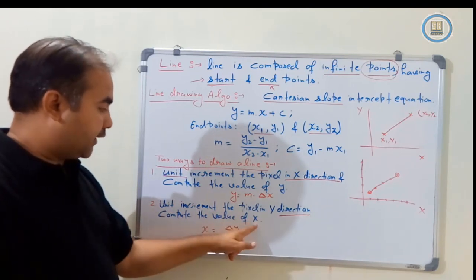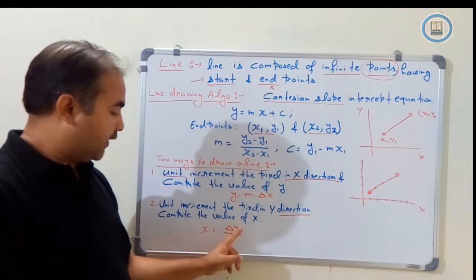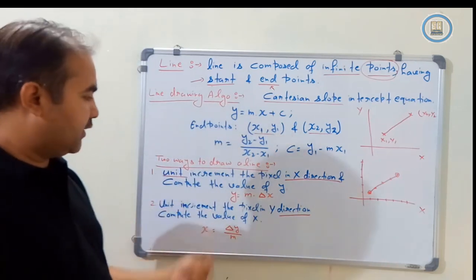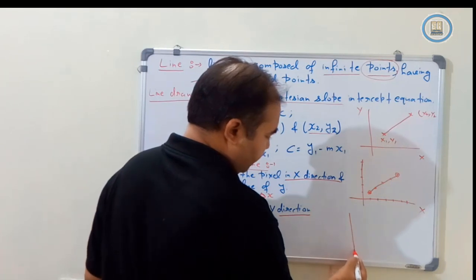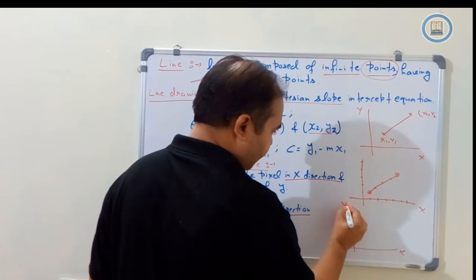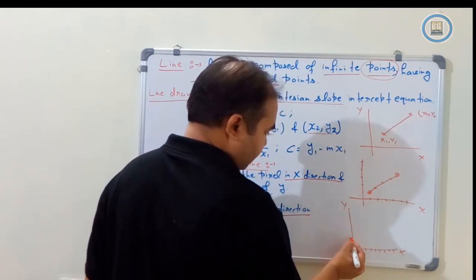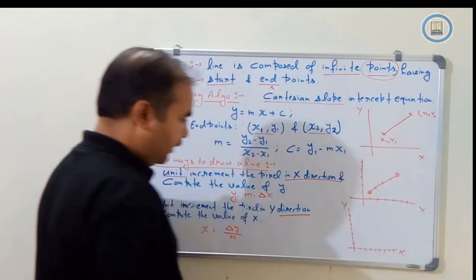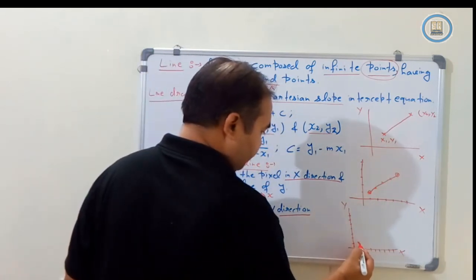The value of x you can calculate with the help of this equation, x equal to delta y upon m. Delta y is yk plus 1 minus yk, and it is a unit interval. So how can you compute the points or pixels? Suppose this is the x direction, this is the y direction, and this is the value of x. Suppose this is y1. At y1, what is the value of x1? We can compute it from here.